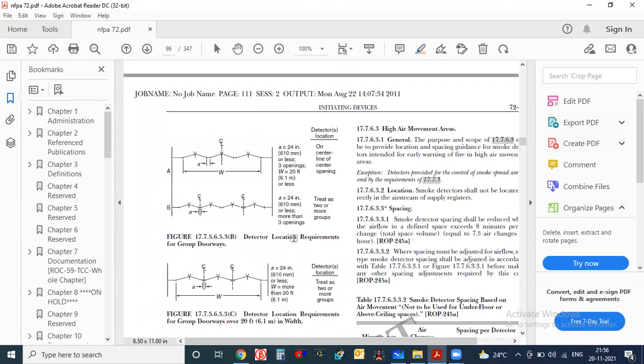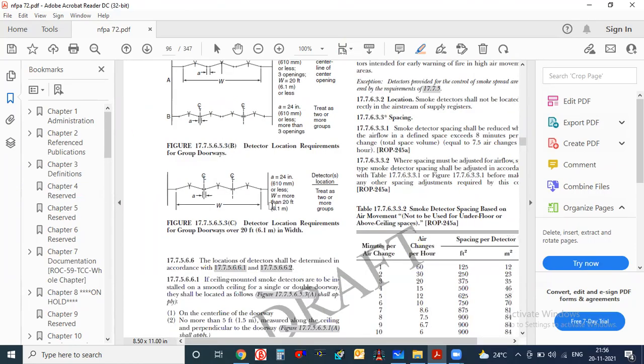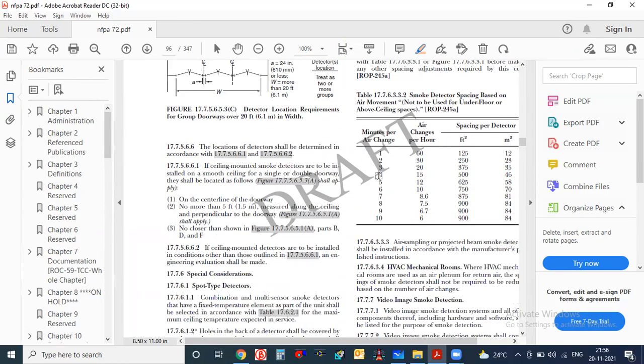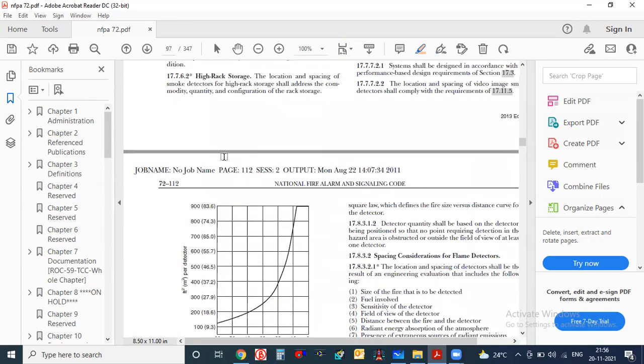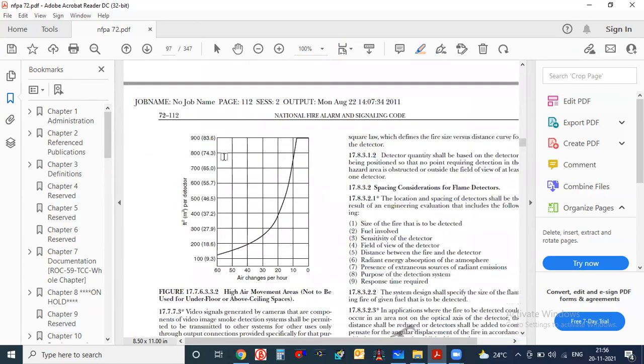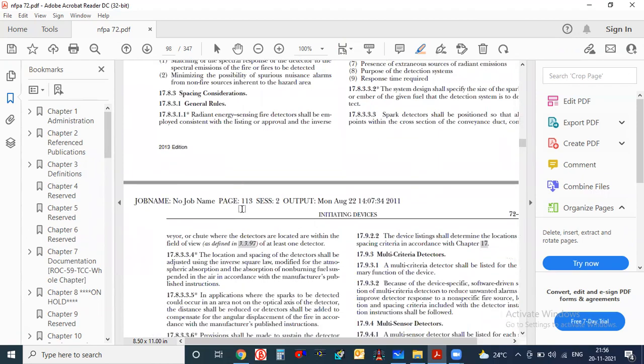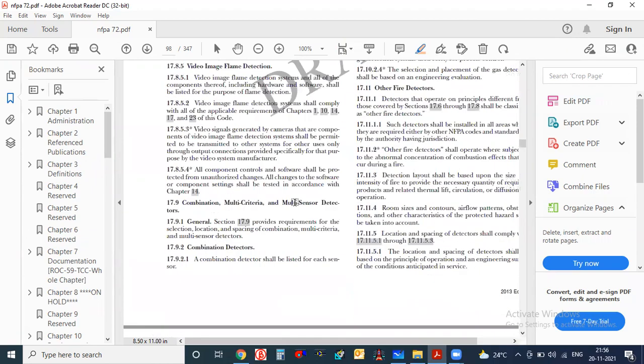Something about detector location requirements for group doorways, and this smoke detector, everything is given. And after that, spacing consideration for flame detectors, radiant energy, general rules. So many things are given here.